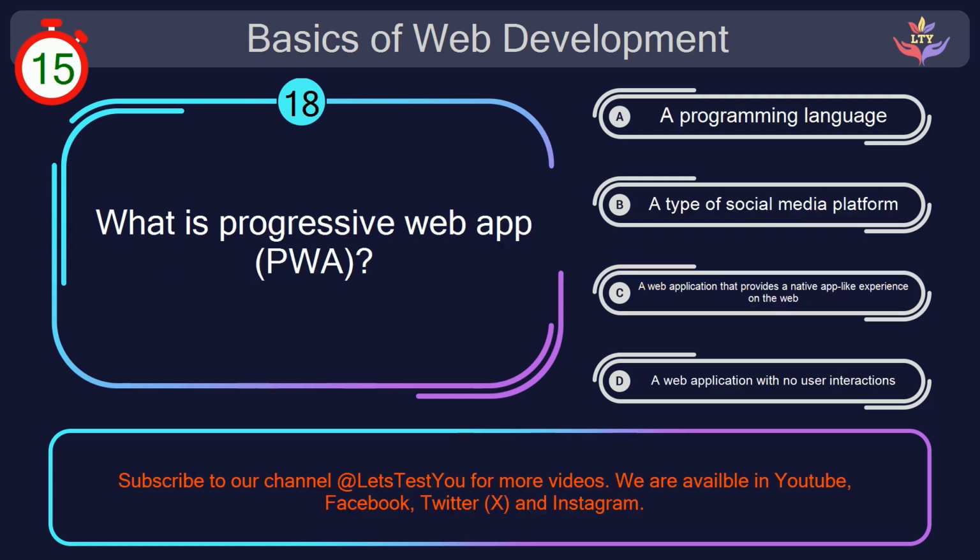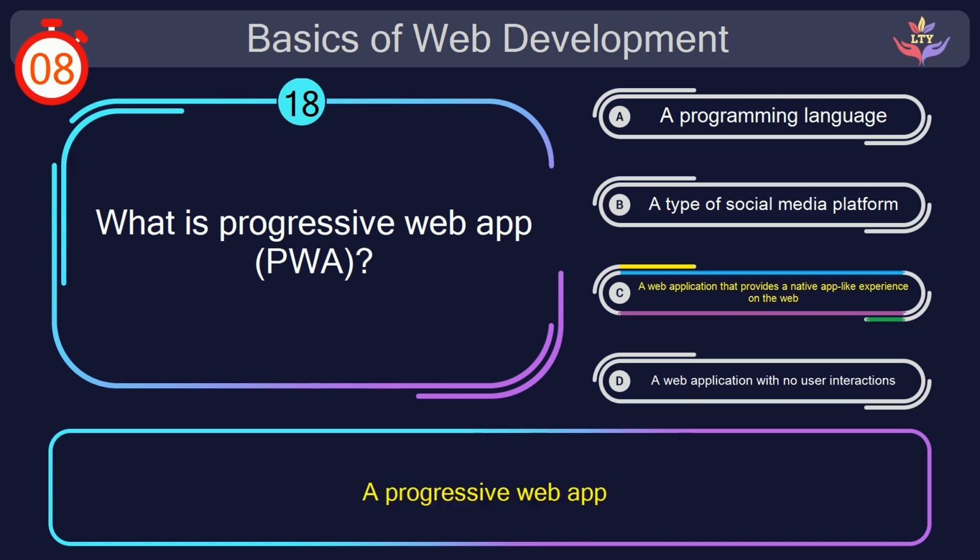Question number 18. What is Progressive Web App, PWA? Your countdown started. 10, 9, 8, 7, 6, 5, 4, 3, 2, 1, here we go. The correct answer is option C. A web application that provides a native app-like experience on the web, a progressive web app.